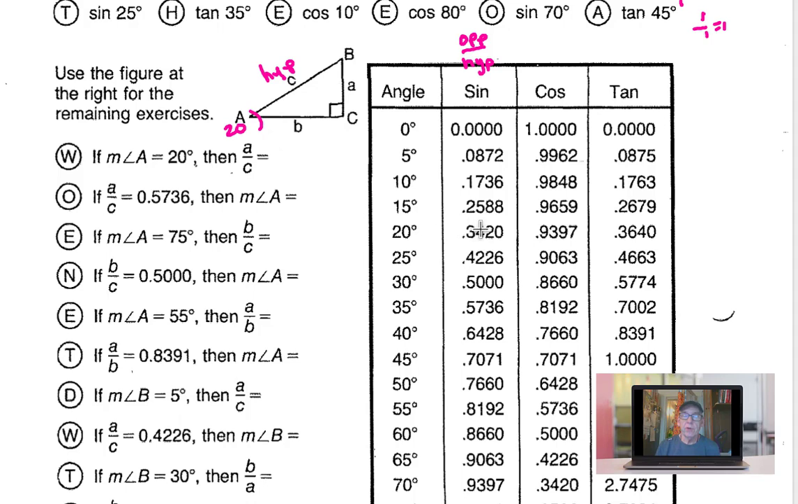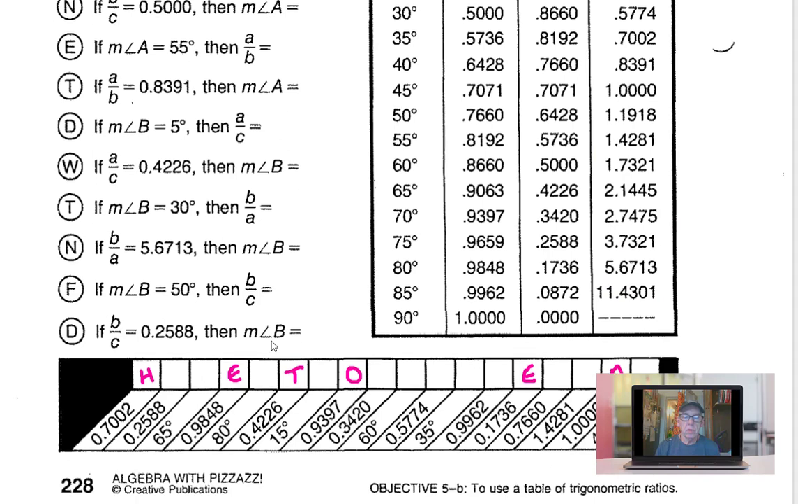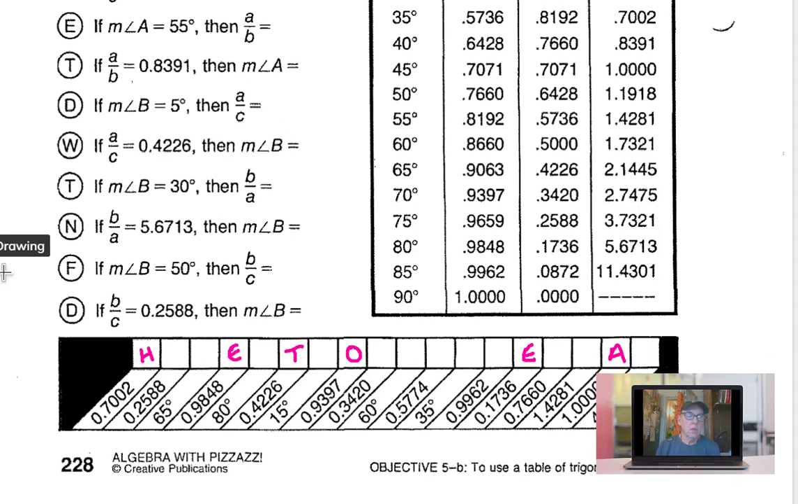Sine of 20 degrees is 0.3420. That takes on a W. So now at the bottom, we have a W. We switch colors over here a little bit. So we have a W.